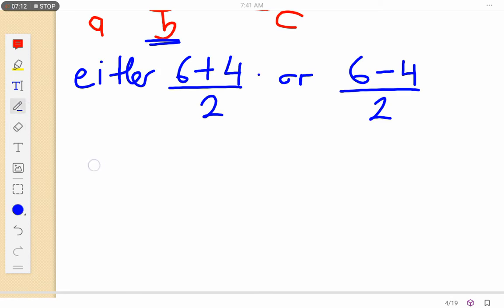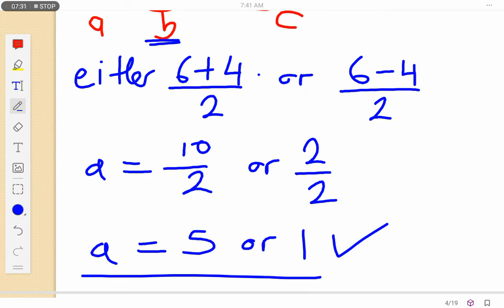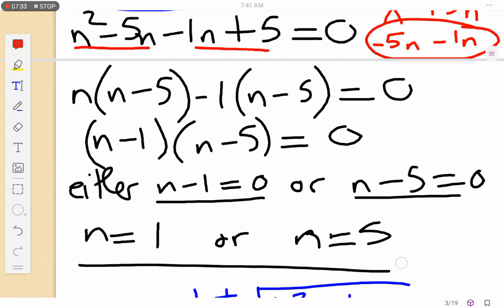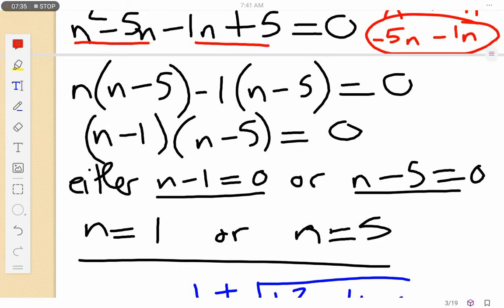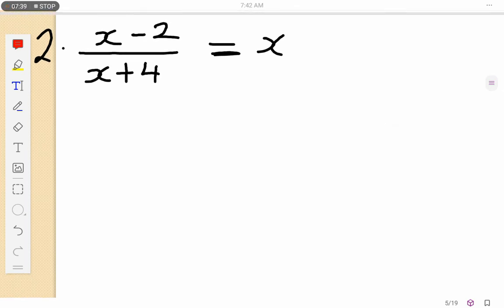So our A is equal to, for the first one, 6 plus 4, we get 10 over 2, or 6 minus 4, we get 2 over 2. So our A is equal to a 5 here, and or a 1 there. Okay, so these are the answers there. So even if you check from the previous, we had 5 and 1 there. Okay, so let's move to the next question. The next question, we have this one.